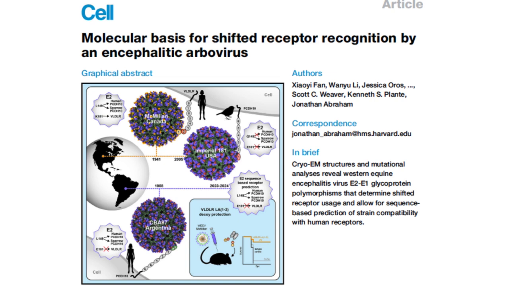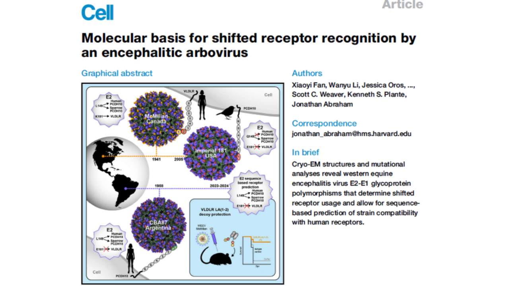Okay, bringing this all together, we understand the keys, the locks, the evolutionary shifts. What does this mean for actually fighting these viruses? Is there a therapeutic angle here? Yes, definitely. If we understand that binding to PCDH10, VLDLR and ApoE2 is critical for WEEV causing disease, especially brain disease, then maybe we can block that binding.